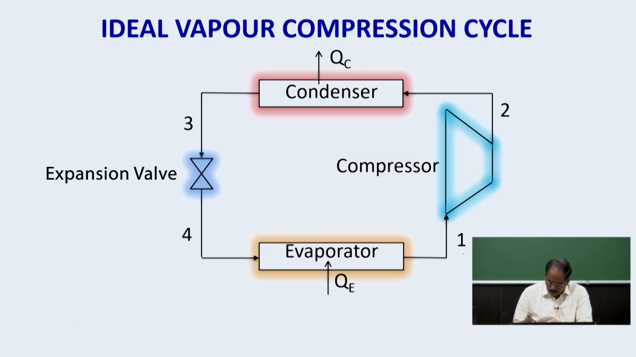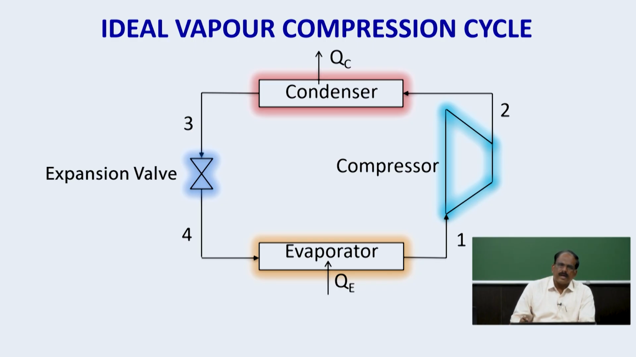So 1 to 2 is the process which takes place in the compressor. 2 to 3 is the process which takes place in the condenser. 3 to 4 is in the expansion device; we are using an expansion valve. And 4 to 1 is the evaporation process in the evaporator. In the subsequent slide I will explain the process with a TS diagram as well as on a pressure enthalpy chart.